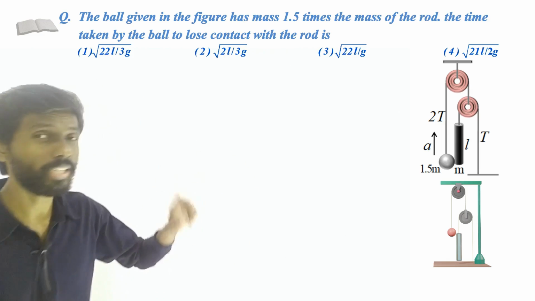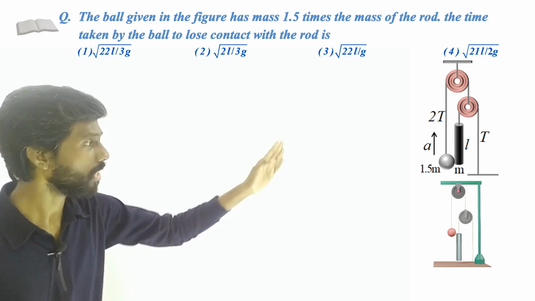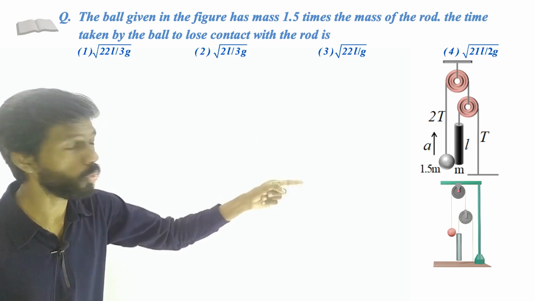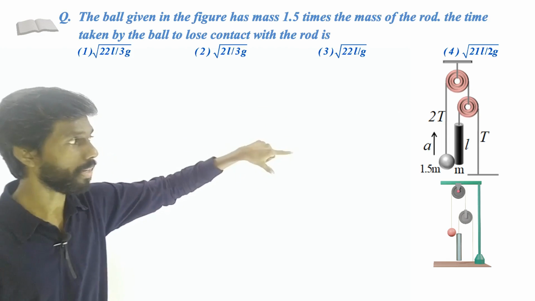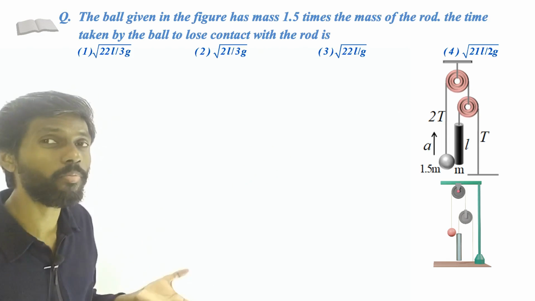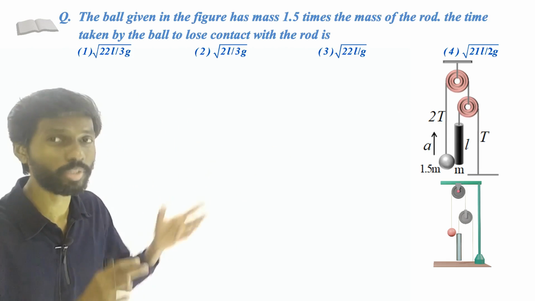Okay. Now what about the tension on the other string? That is 2T, right? T plus T, 2T: T on that side, T on this side. So 2T is the tension on the string which is connected to the ball. That means the upward tension is twice the tension acting on the rod. So the upward force is more. You understand?